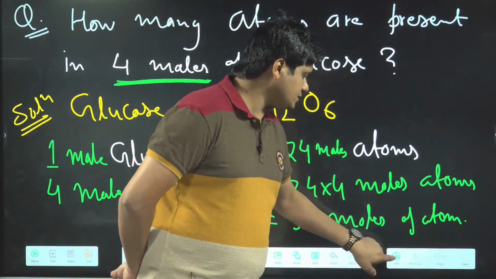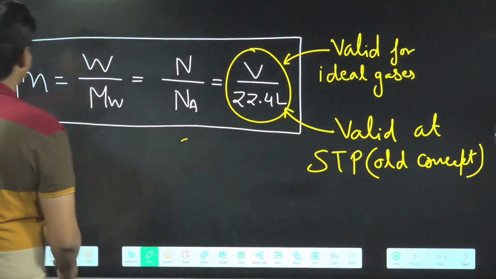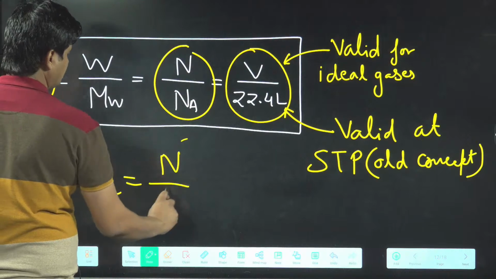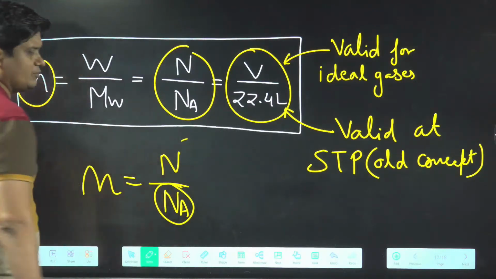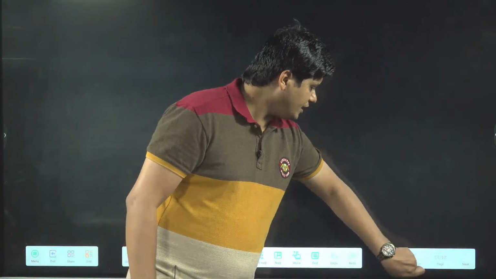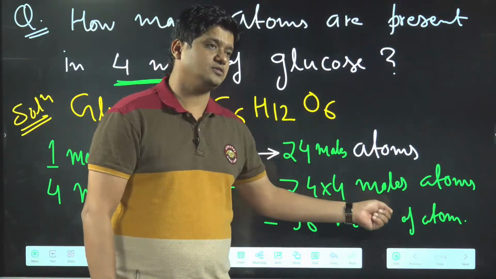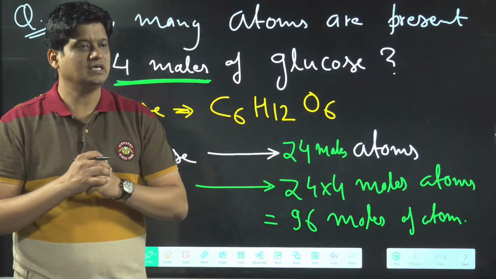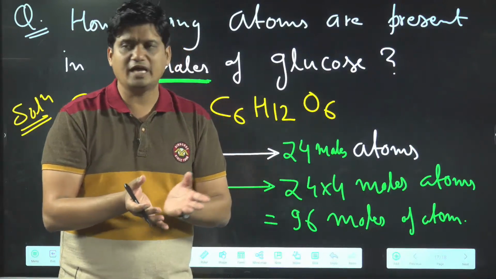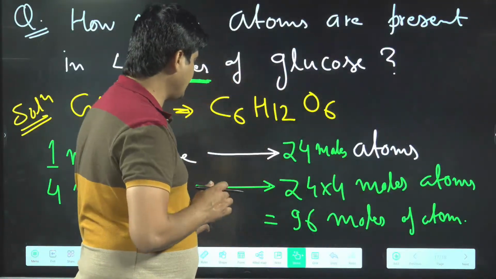And if you want to convert this mole into number, you have to use this formula. You know the relation between mole and number. Number of moles is equal to N upon Na, where Na is the Avogadro's number. You also know that. So here what we got is the number of moles, and we have to convert this number of moles into number. For that we will use a simple formula.